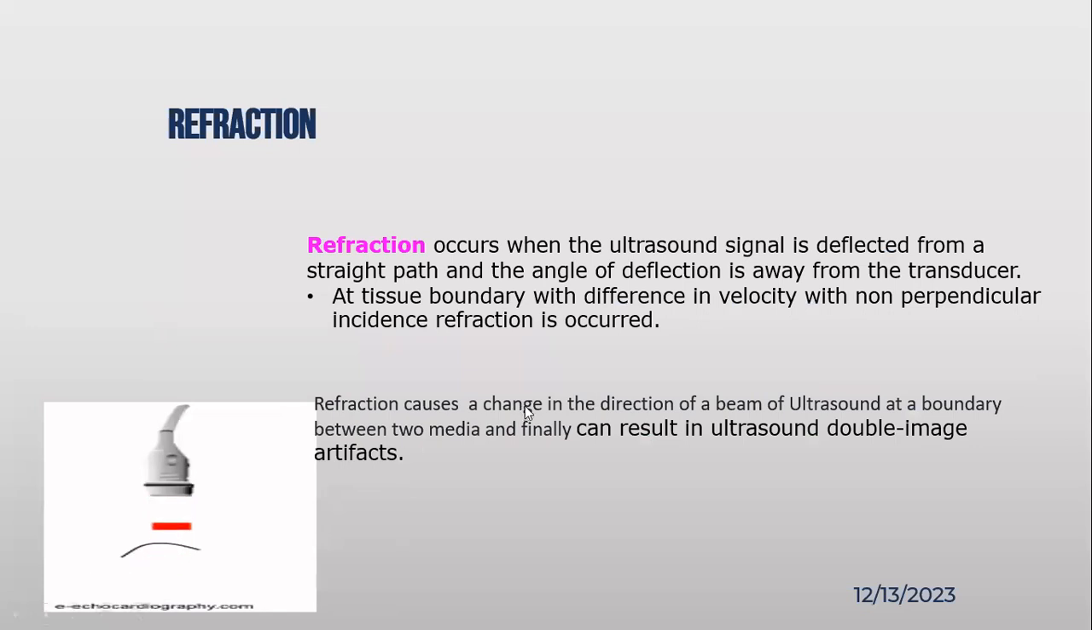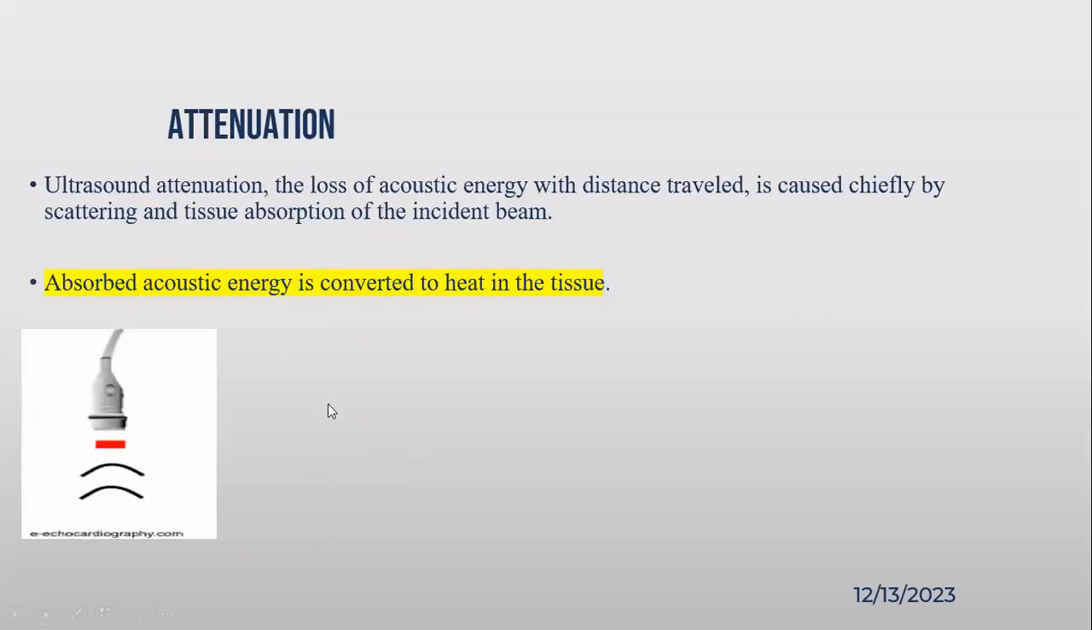That means refraction causes a change in the direction of the ultrasound beam at the boundary between two media, and finally can result in ultrasound double image artifacts. So artifacts will happen when you have refraction. Next, attenuation: when the sound travels, its energy is reduced. Ultrasound attenuation, a loss of acoustic energy with the distance traveled, is caused by scattering and tissue absorption of the incident beam.